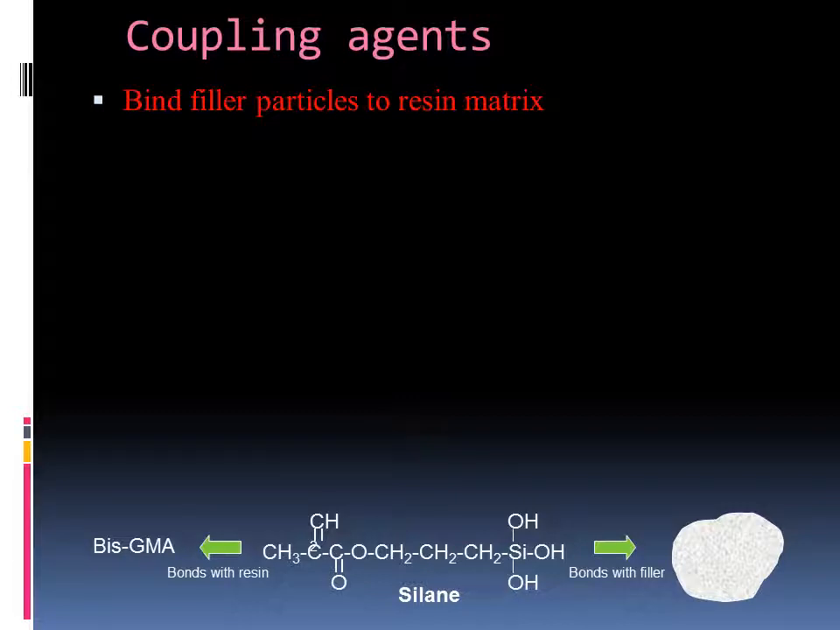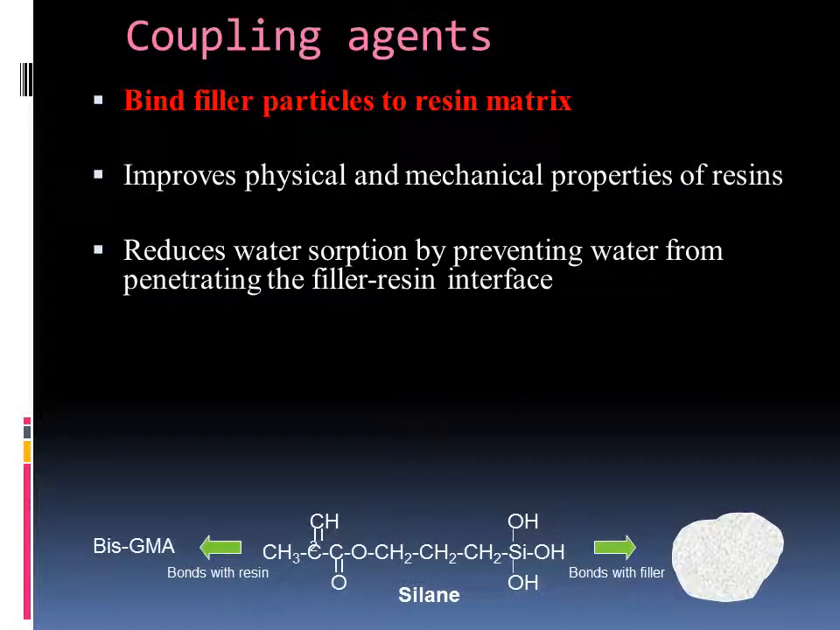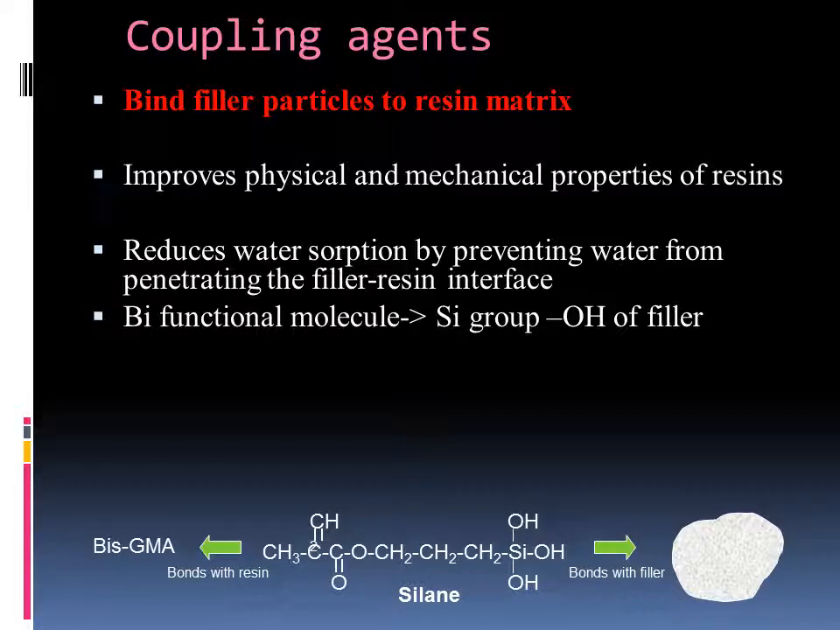Now the third component, which is very important because it binds the filler particles to the resin matrix, that is, the inorganic and the organic component of dental composites, is the coupling agent. The function of the coupling agent is to improve the physical and mechanical properties of resins. It does so by reducing water sorption, preventing water from penetrating within the filler-resin interface. And it is a bifunctional molecule.